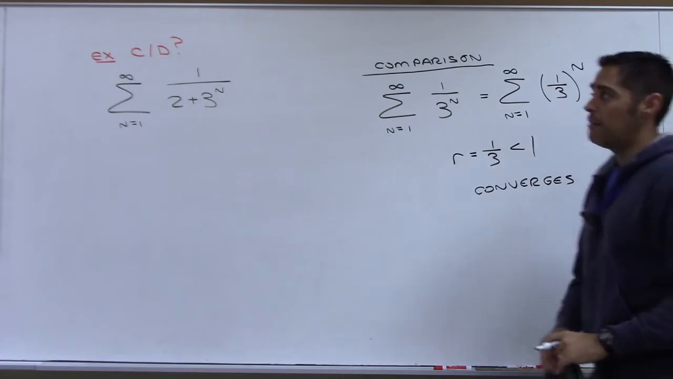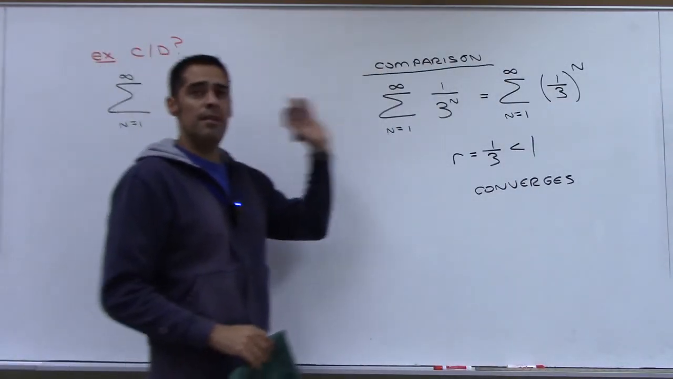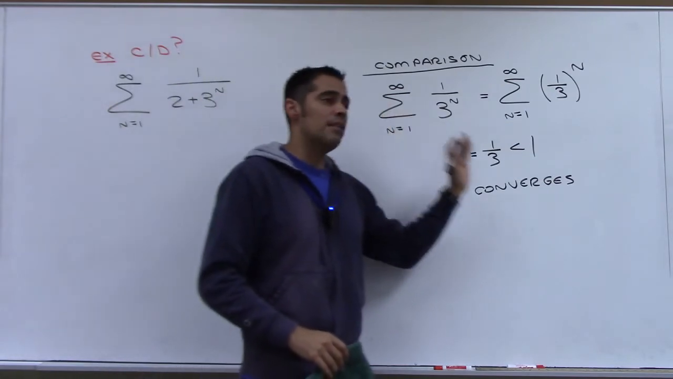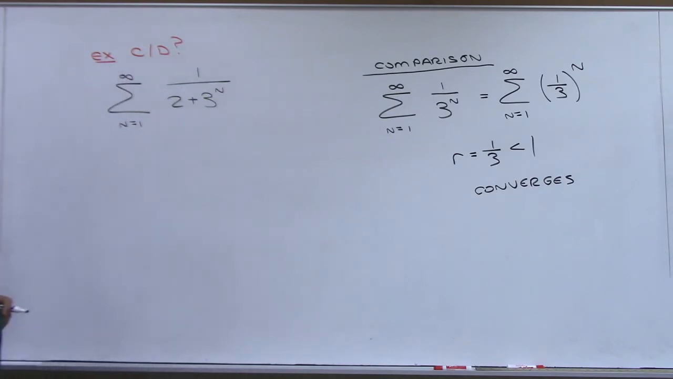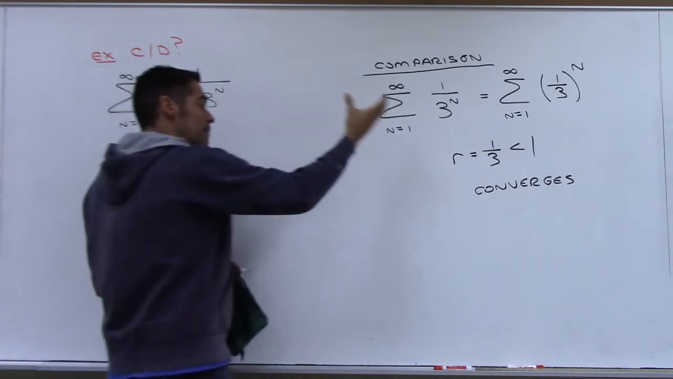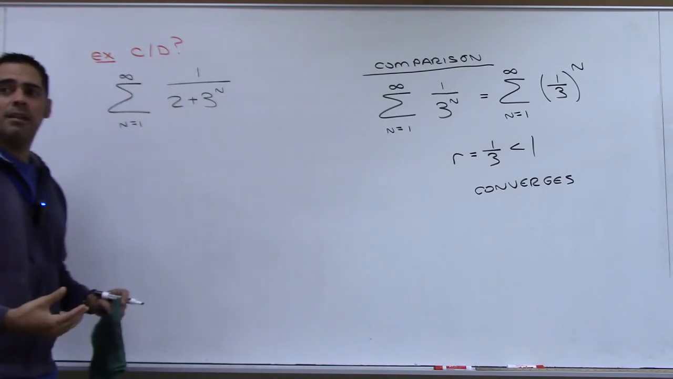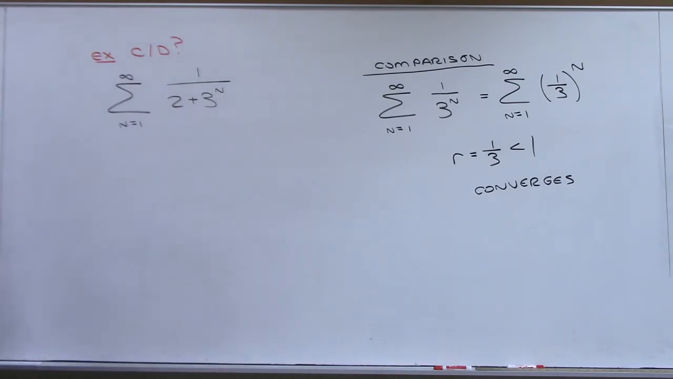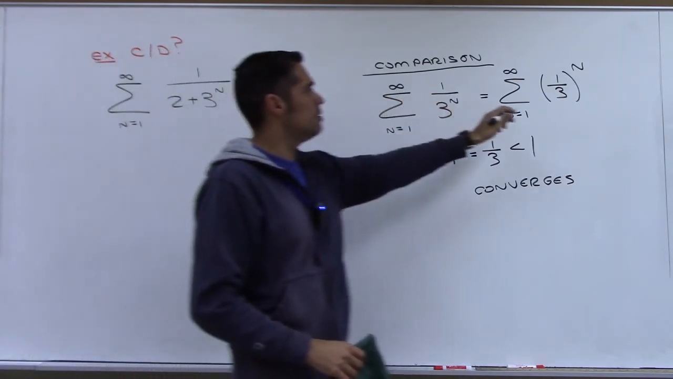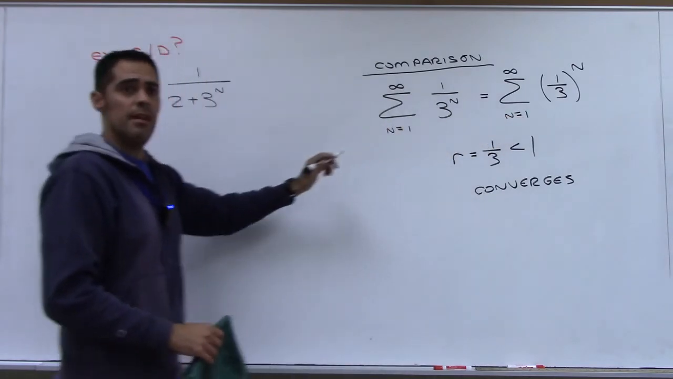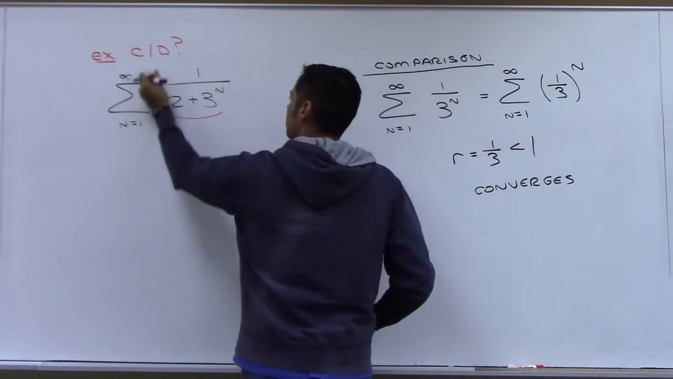Okay, so here's where we are. I have a series, and I didn't know what it did. So I chose to compare it to this series, which turns out to be a convergent geometric series. Whenever you have something to compare it to that's convergent, what inequality do we need to show? This one has to be what compared to this? Less than. So this one right here is our a sub n.